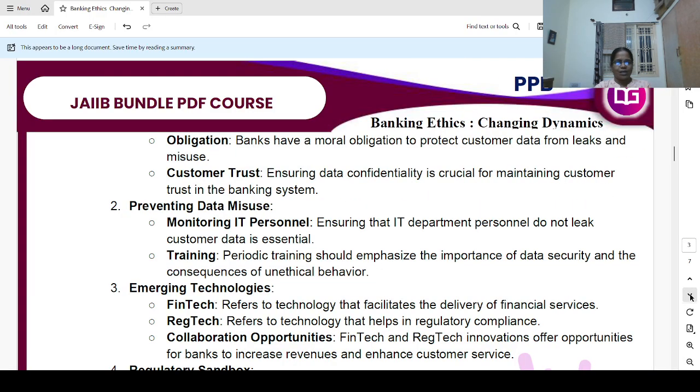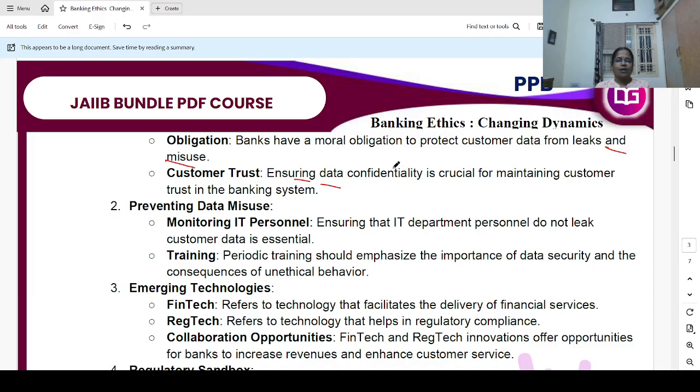That is the one thing when it comes to technological ethics. Data privacy is very much important. Banks have a moral obligation to protect customer data from leaks and misuse. That is the ethic of a banker. They should maintain the secrecy of customer information. If they leak customer information, there will be a chance of misuse, and customer trust will go off.